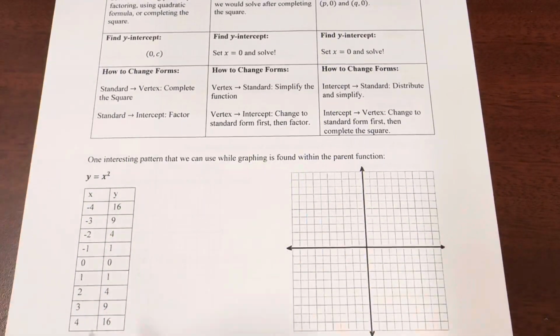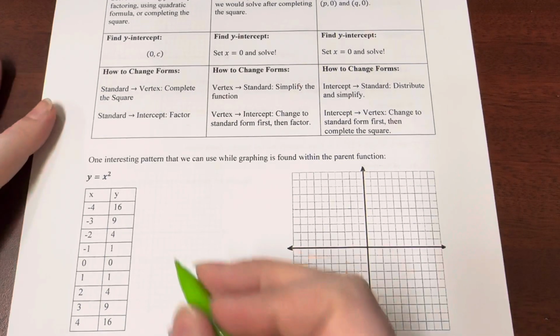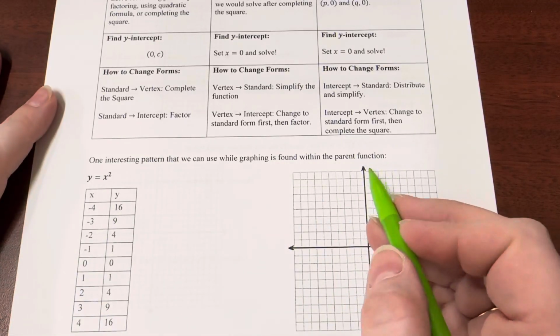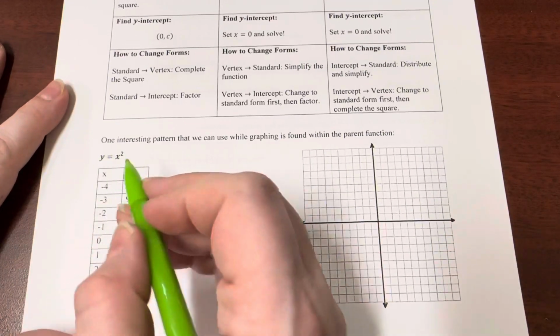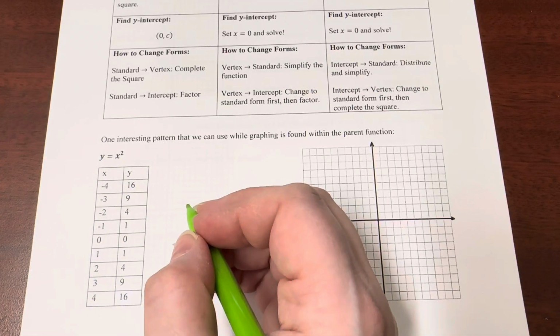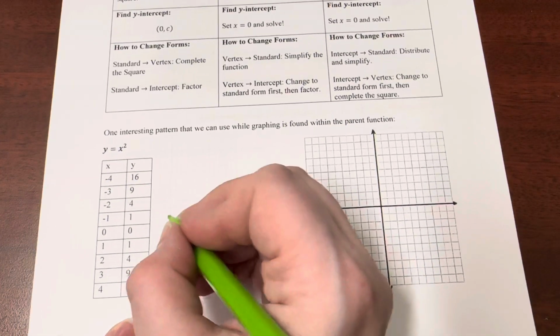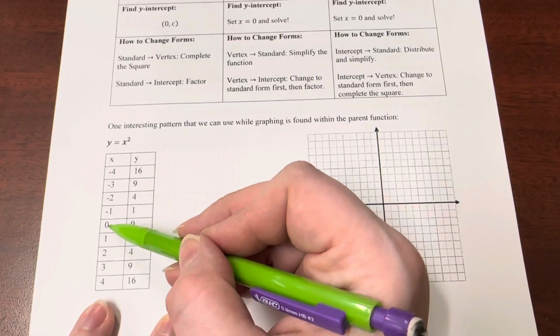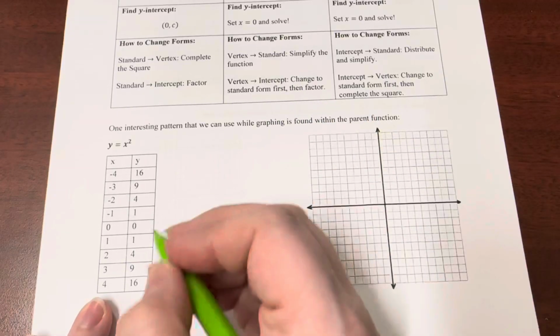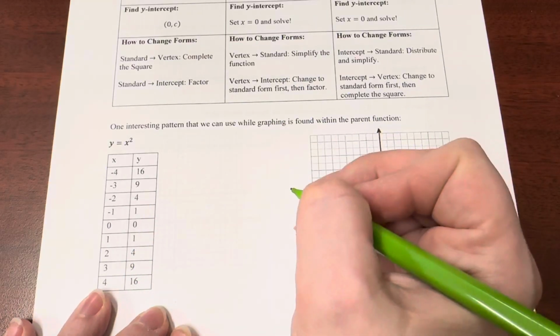Now, there's one other thing that I want to mention before we get into the main examples of this lesson. And it's an interesting pattern that we find when graphing the parent function. So the parent function of all of these is y equals x squared. That is the most basic version of a quadratic. And the thing that I want you to notice is not the fact that all of these x's are actually squared, giving you squared numbers for y, it's the difference between these, the change in them.